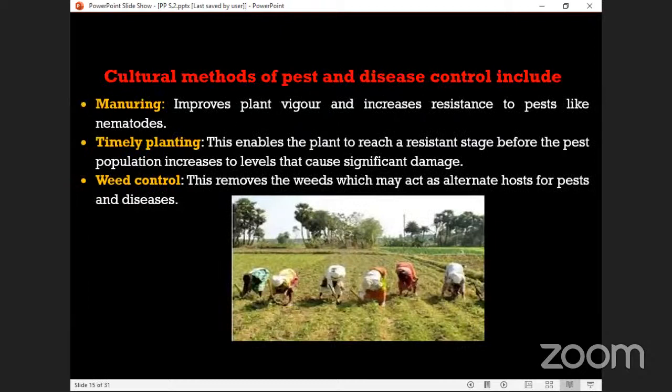So the cultural methods of pest control and disease control include: the first one is manuring. Manuring simply means introduction of the waste products of animals, such as cow dung, the urine. This improves the plant vigor and increases resistance to pests like nematodes.